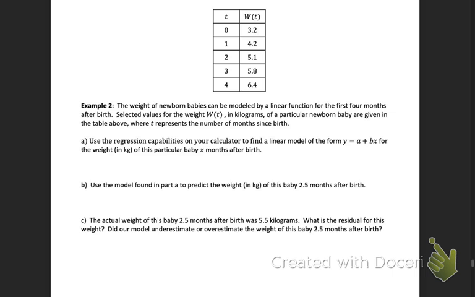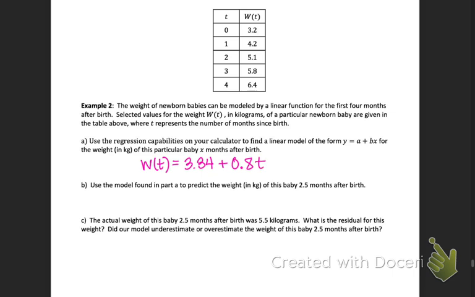It says the weight of newborn babies can be modeled by a linear function for the first 4 months after birth. Selected values of the weight in kilograms of particular babies are given in the table above, where T is the number of months since birth. So when we did this before, we used a linear regression in our calculators. And the model that we found was W of T, because that's the name of the function they gave us, is 3.34 plus 0.8t.